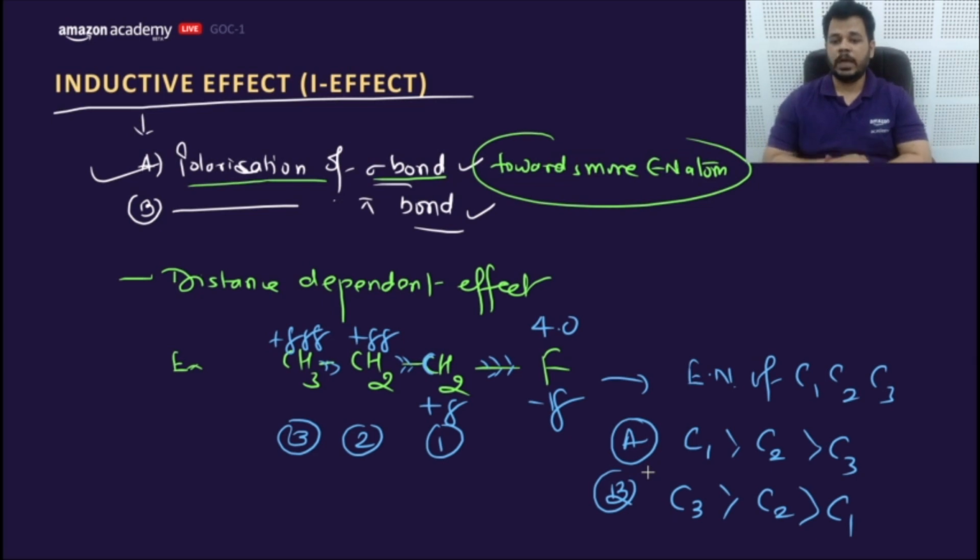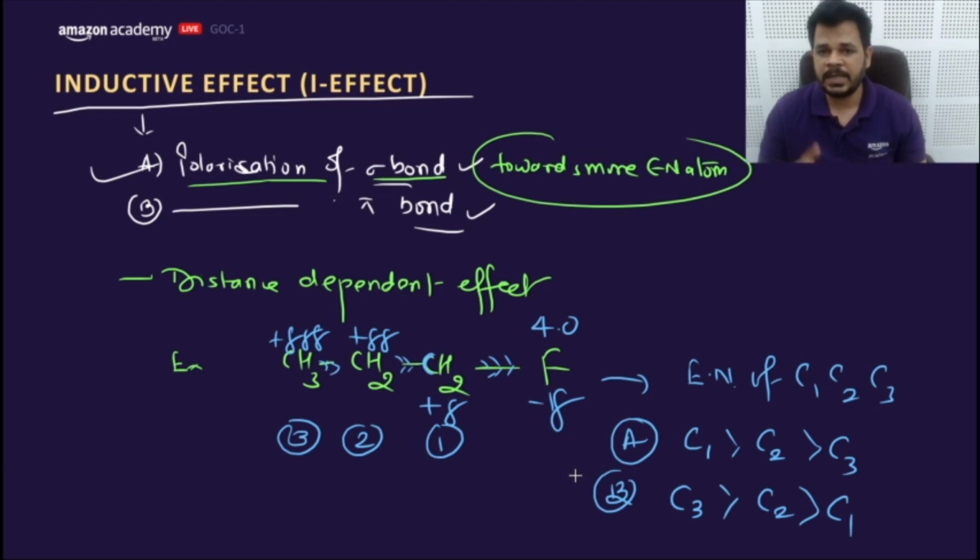Depending on the electronegativity. Electronegativity is the tendency to attract electrons. Sanjana says C1, C2, C3. So the answer would be what?